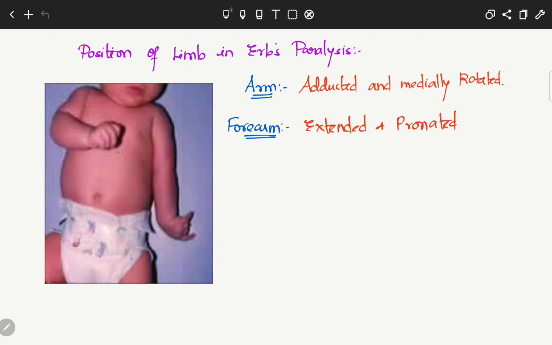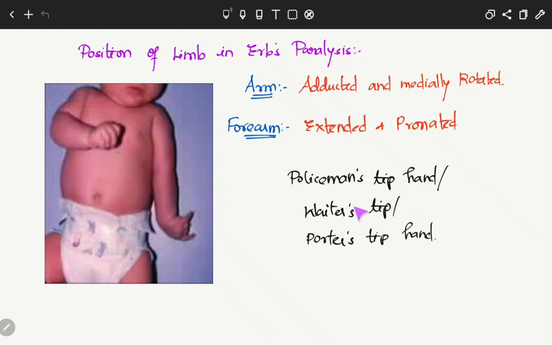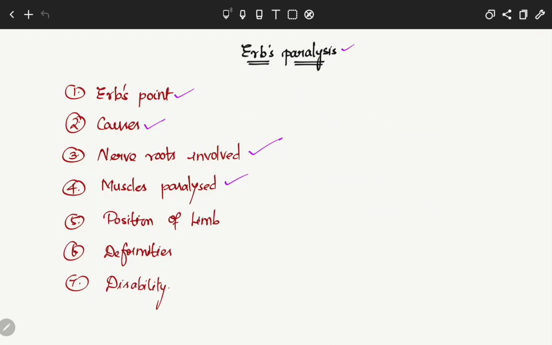This kind of deformity, this change in position of the limb, is also known as policeman's tip hand, or waiter's tip or porter's tip hand. Once again, the deformity is known as policeman's tip hand, waiter's tip or porter's tip hand. So we have covered the position of the limb and also the deformities. The last topic left out is disability. Let us take a look at it.